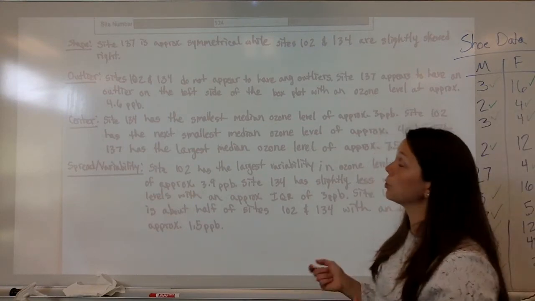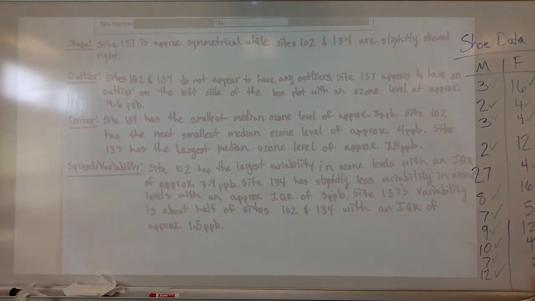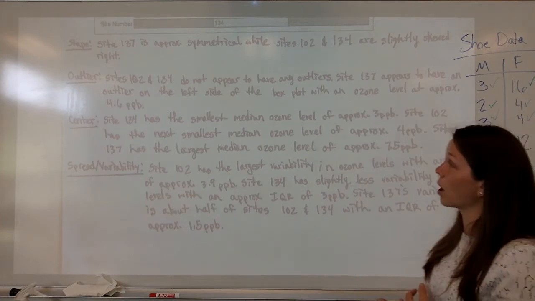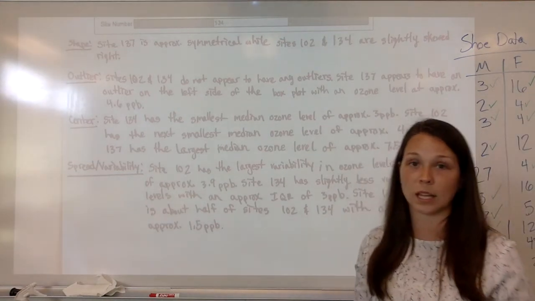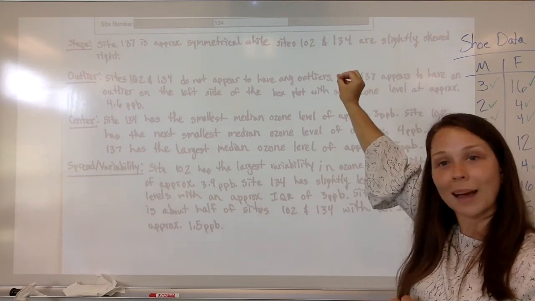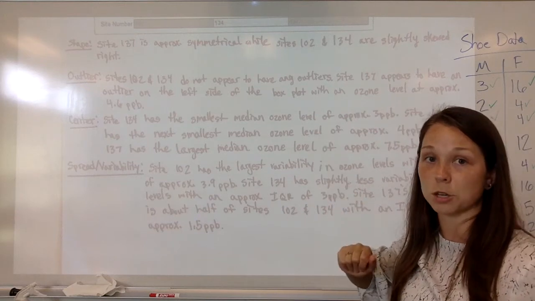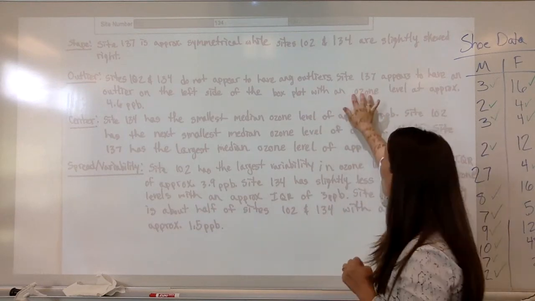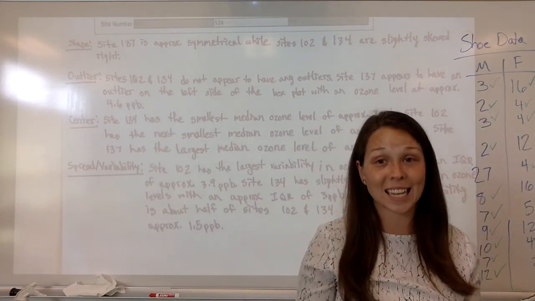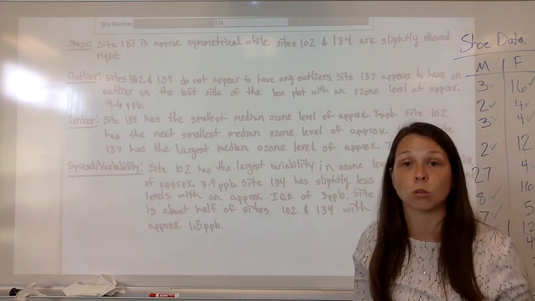Outlier, I said sites 102 and 134 do not appear to have any outliers, but I said site 137 appears to have an outlier on the left side of the box plot with an ozone level at approximately 4.6 parts per billion. Notice how my very first sentence, talking about shape, I don't really have any context. I talk about sites, but I don't talk about much of anything else in terms of context. But when I talk about outlier, I just don't say there's an outlier at about 4.6. I add context to it. I say 4.6 parts per billion. And I'm talking about an ozone level.